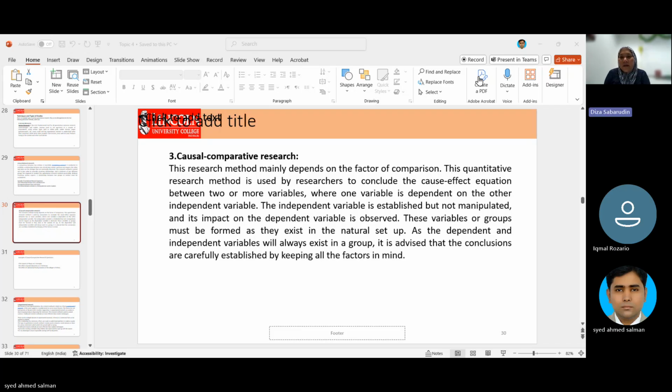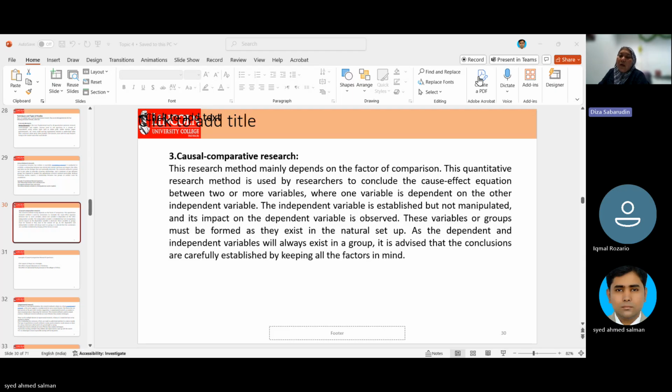Okay. Causal comparative research in the contemporary era, also known as ex post facto research, is a quantitative method used to identify cause and effect relationships between variables. However, unlike experimental research, the researcher does not manipulate the independent variable but studies it after it has occurred. This method is particularly useful when experimentation is unethical or impractical.